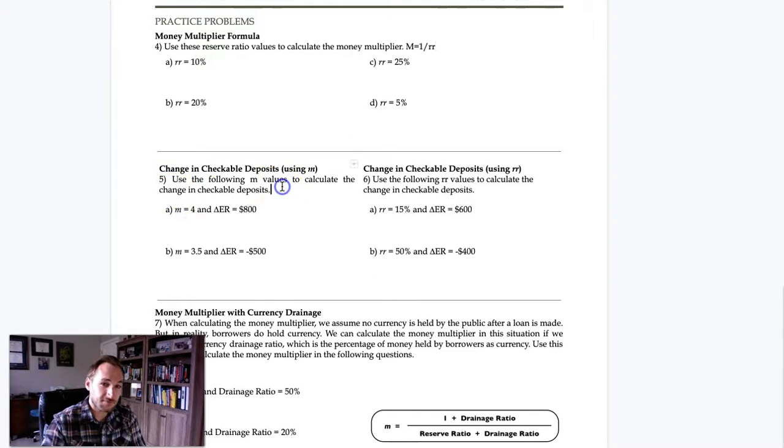For number 5, you're going to use M to calculate the change in checkable deposits. That change in checkable deposits equals excess reserves times the money multiplier, or times M as I have it here. So I want you to use that formula for these two. And then for number 6 right here, the change in checkable deposits equals the change in the excess reserves divided by the reserve ratio. Using these, hopefully you'll be able to use some practical economic tools to learn about how banks take a small deposit and amplify it into a great loanable amount.